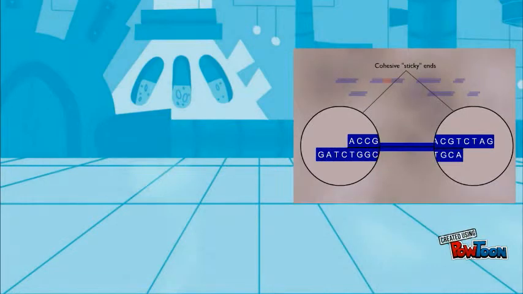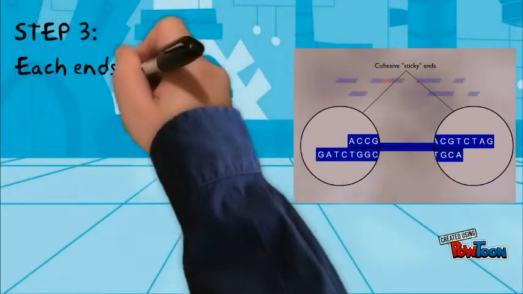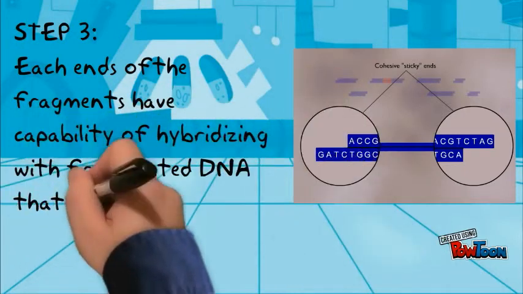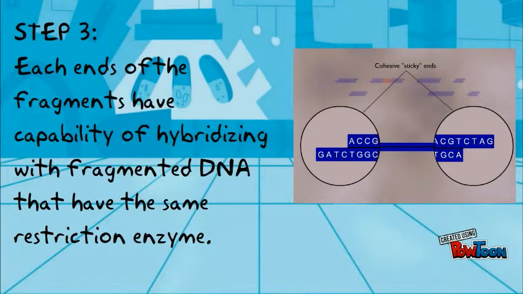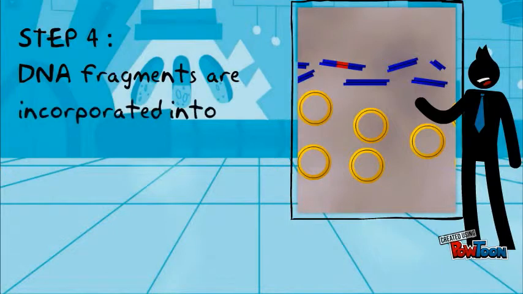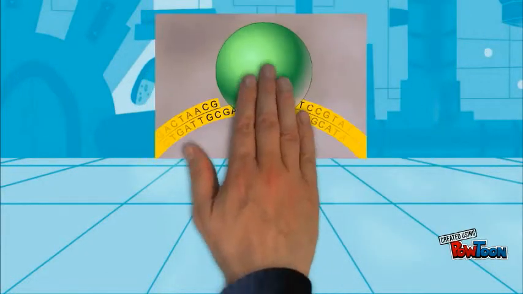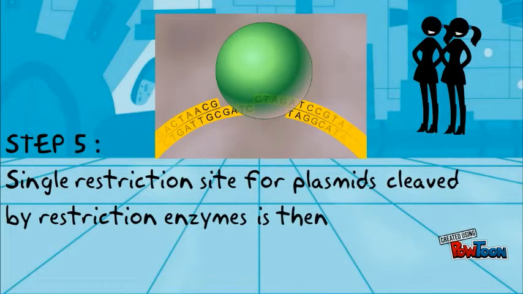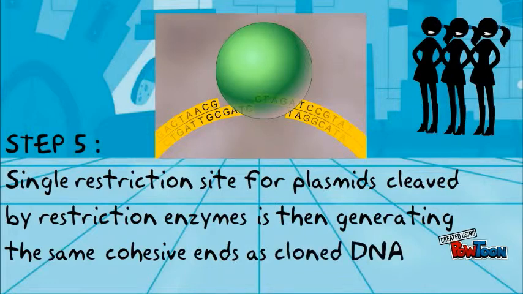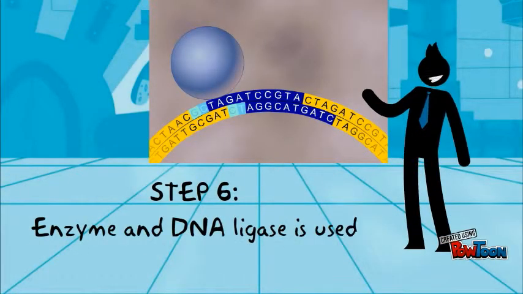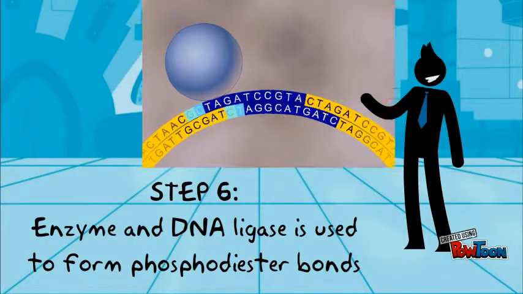For step 3, each end of the fragments has the capability of hybridizing with fragmented DNA that has the same restriction enzyme. Step 4: DNA fragments are incorporated into plasmids. For step 5, a single restriction site of the plasmid is cleaved by the restriction enzyme, generating the same cohesive end as the cloned DNA. For step 6, the enzyme DNA ligase is used to form phosphodiester bonds.